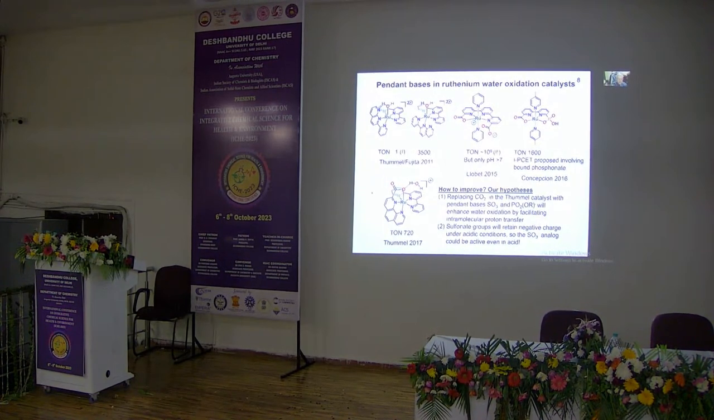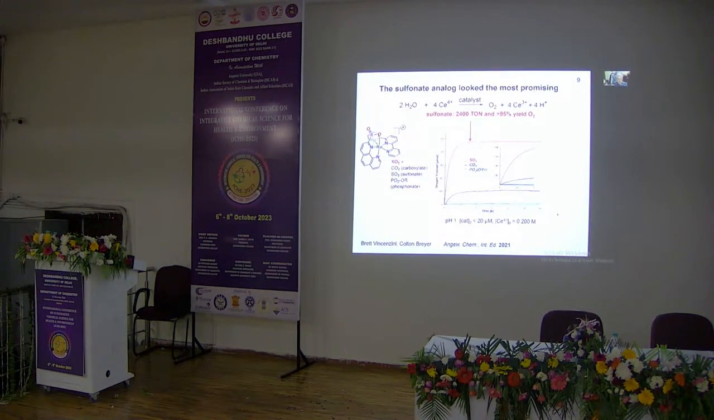So here we are. This is the published catalyst, 2017. We wanted to replace the carboxylate with sulfonate or phosphonate. Now, the sulfonate group, we thought could be interesting because even an acid would be in a base. So we might have an active catalyst. Here are these three anionic groups in the active site: carboxylate, sulfonate, and phosphonate.